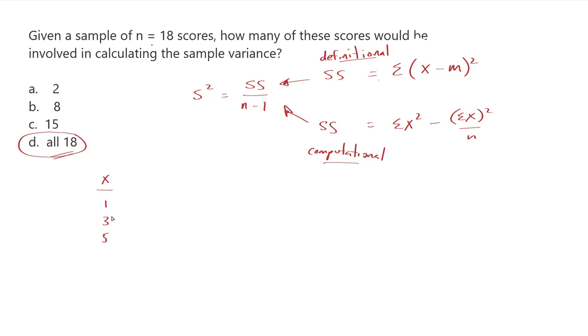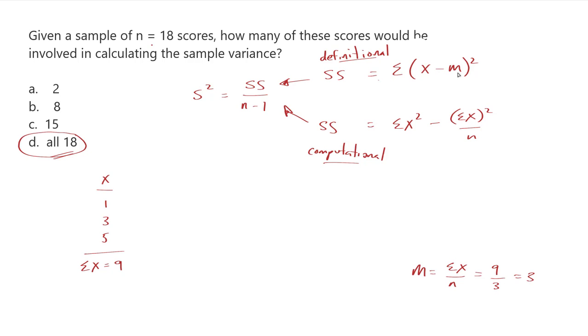Now, if I want to find my sum of squares, let's start off with the definitional formula. The definitional formula says that I'm going to need to know my sample mean. And so to find my sample mean, the sample mean being the sum of x over n, I need to know my sum of x. And that is 1 plus 3 makes 4 plus 5 makes 9. So this is 9 over 3. My sample mean is 3.